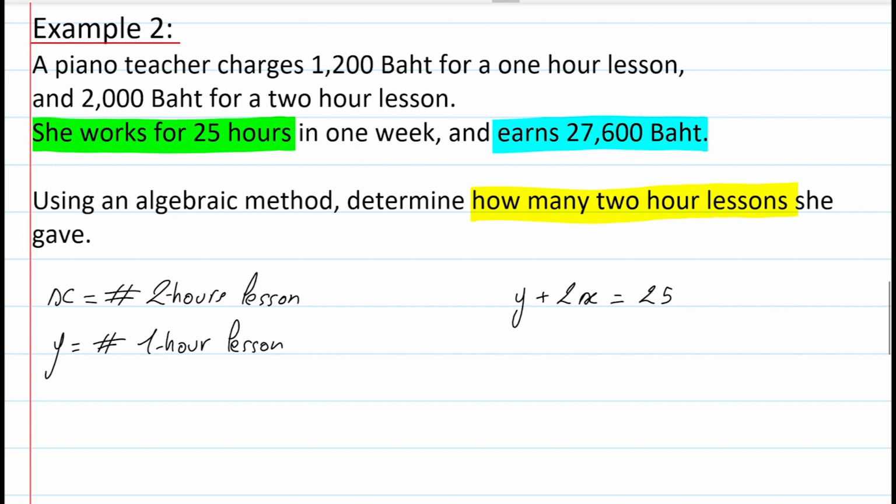Next, we see that in 1 week she earns 27,600 baht. For each 1-hour lesson, she earns 1,200 baht. She has y 1-hour lessons, so 1,200 baht times y. For each 2-hour lesson, she earns 2,000 baht, so that's 2,000 times x baht per week. We can then write the equation 1,200 times y plus 2,000x equals 27,600.